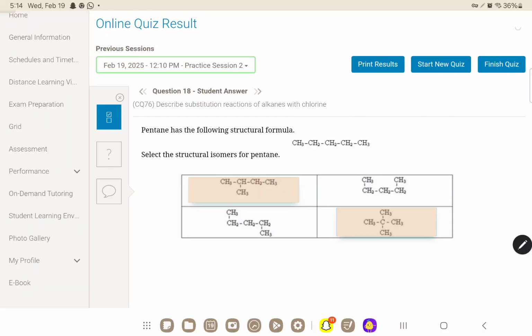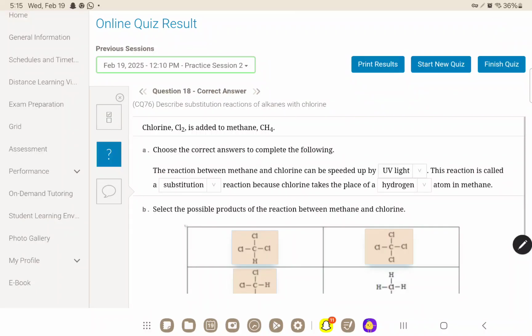It's not changing the question. Wait. Anyways, yeah, it took a long time to load.